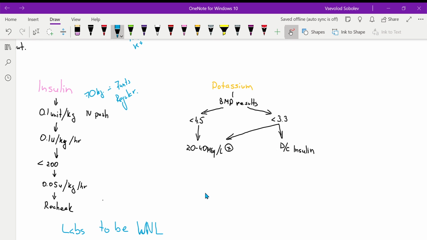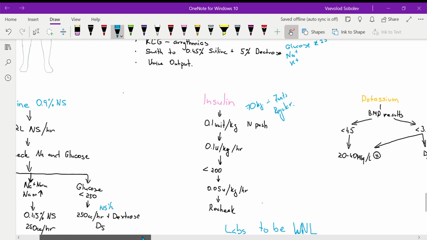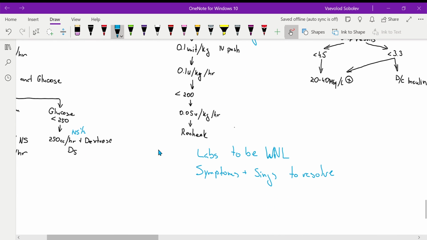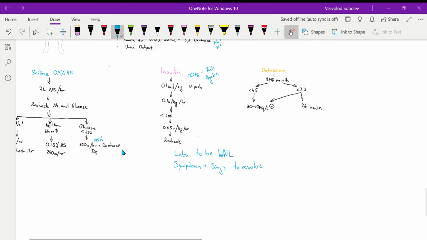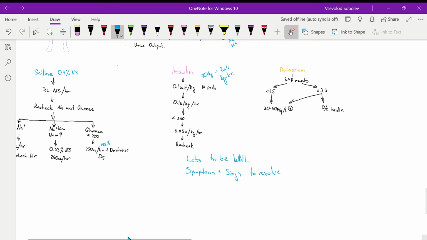Alright, and we will stabilize their labs, we'll stabilize their symptoms and signs. They will resolve, and the patient will be discharged home. And we'll provide some education to the patient, of course.